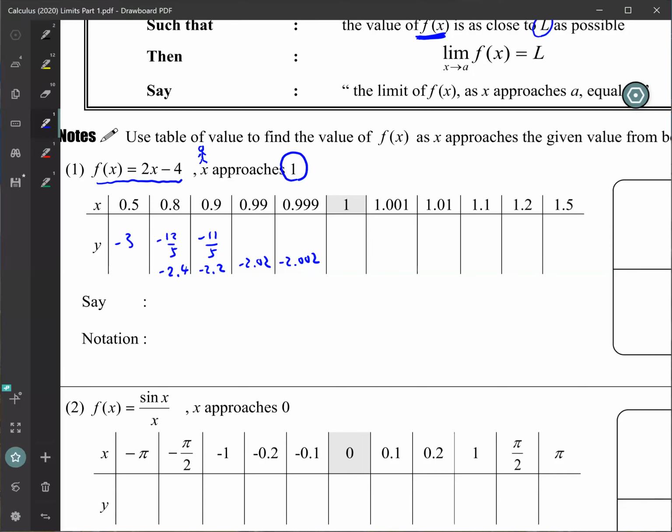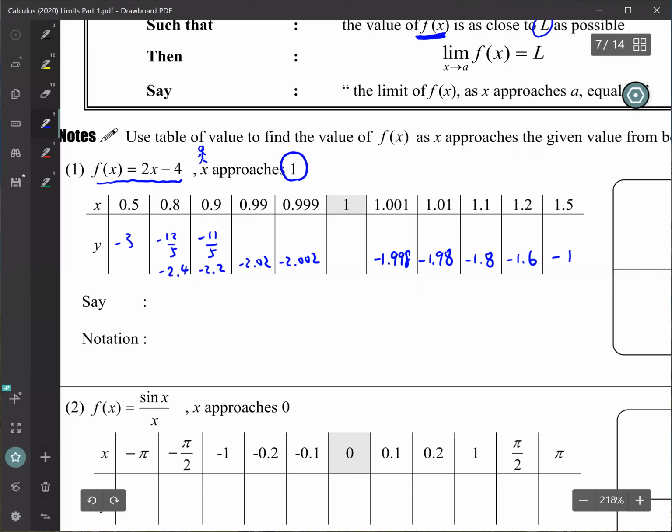All right. And then let's go from the other side. Anakin, do you have the value for 1.5? That's -1. And next one, 1.2. -1.6. Okay. -1.8. Okay. Keep going. -1.98. Okay. -1.998. Okay. Thank you.